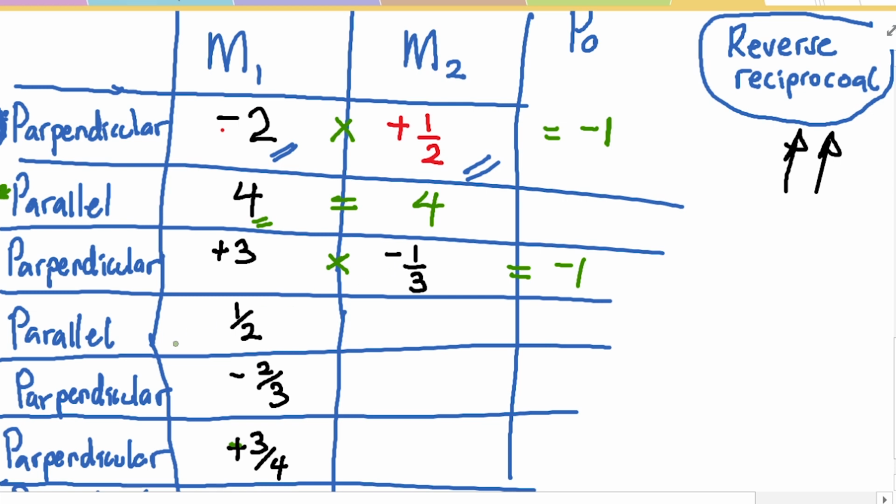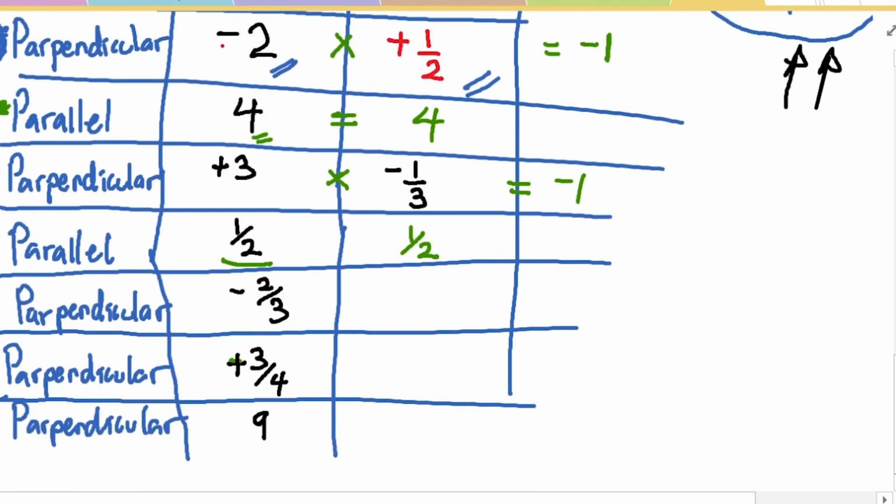Next, parallel. These two are parallel. For parallel lines, if the gradient of line y is a half, the gradient of the other line will also be a half, because the gradients of two parallel lines are always the same. Then let's get to the next, perpendicular. I think by now you know what to do. If the gradient of one line is 2 over 3 and it's negative, for perpendicular we use reverse reciprocal. So the reverse of negative is positive, so the other is going to be positive, right?